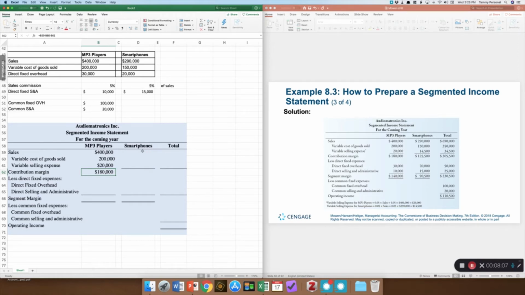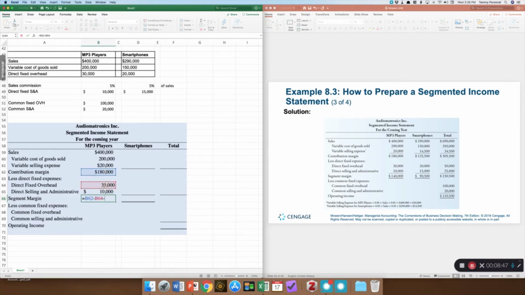Our direct fixed overhead then is that $30,000. I lost myself for a minute there. Our direct selling and administrative, a little weird that they gave that to us outside of the original assumptions, but that's how the world is, right? Things aren't necessarily laid out for you nice and neatly. We subtract those from the 180 to give us our segment margin of 140, and that's as far as we go with the segments.